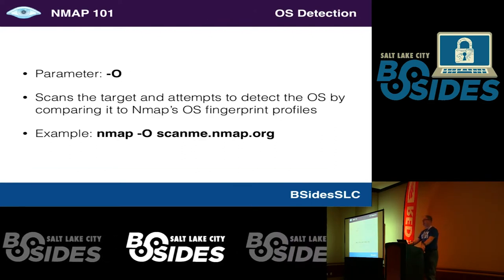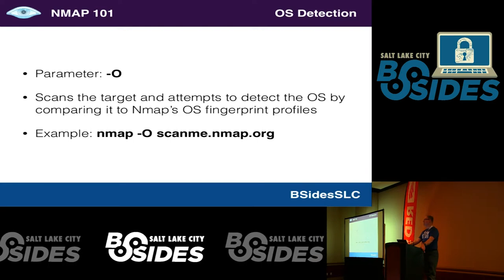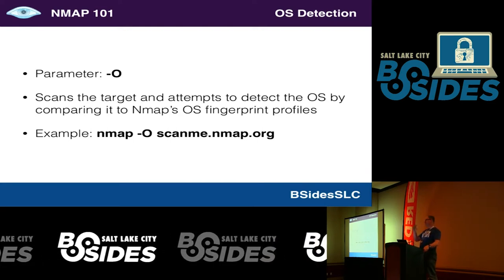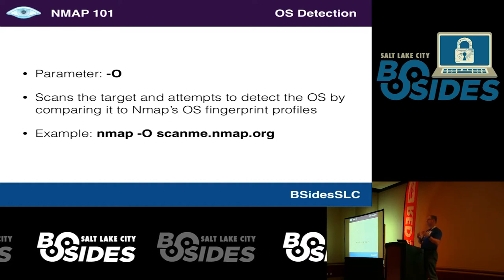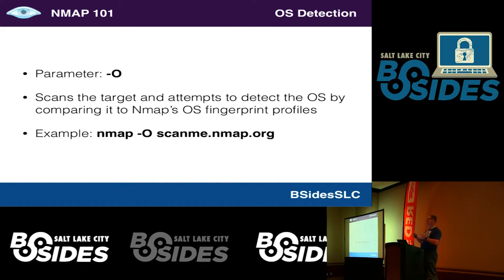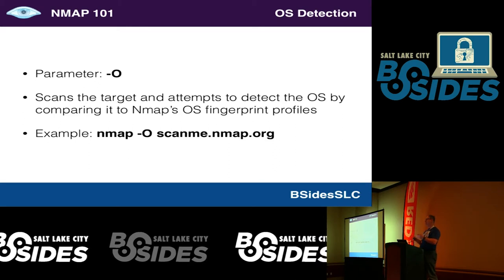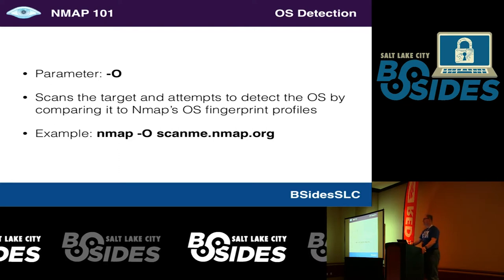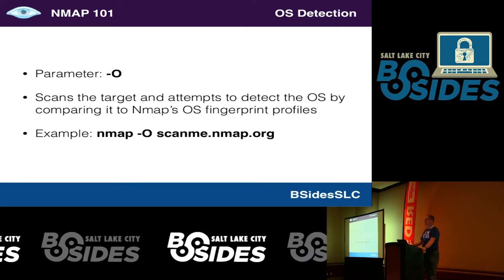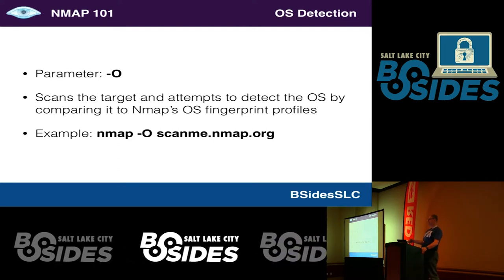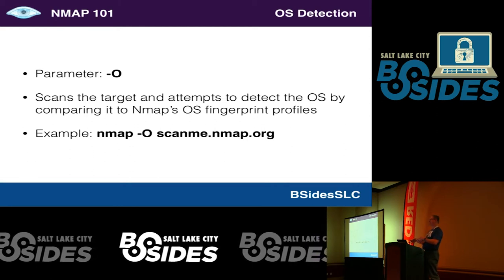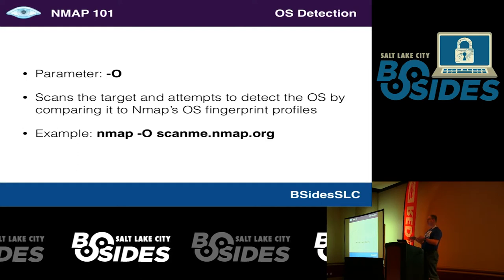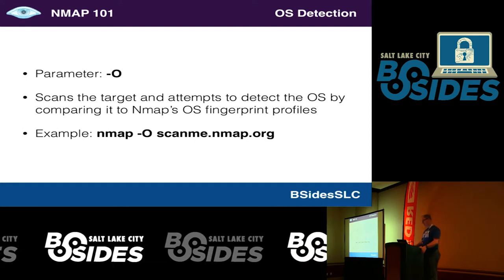Dash O is basically, what it'll do is it'll attempt to fingerprint as it scans, and it'll come back and look at the results of that scan against the fingerprints that Nmap has. It'll tell you, hey, I think this is Linux, I think this is Windows, I think this is Mac, I think it's this version. And the value in that is, again, in the phase that you're reconning, information is useful to know. The more you know, the better, right? So that's good for recon.